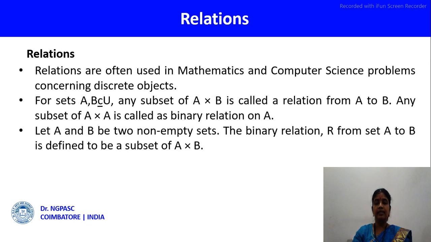Relations. Relations are often used in mathematical and computer science problems concerning discrete objects. Let A and B be two subsets of universal set U. Then any subset of the Cartesian product A cross B is called a relation. A binary relation R from A to B is defined by any subset of A cross B.